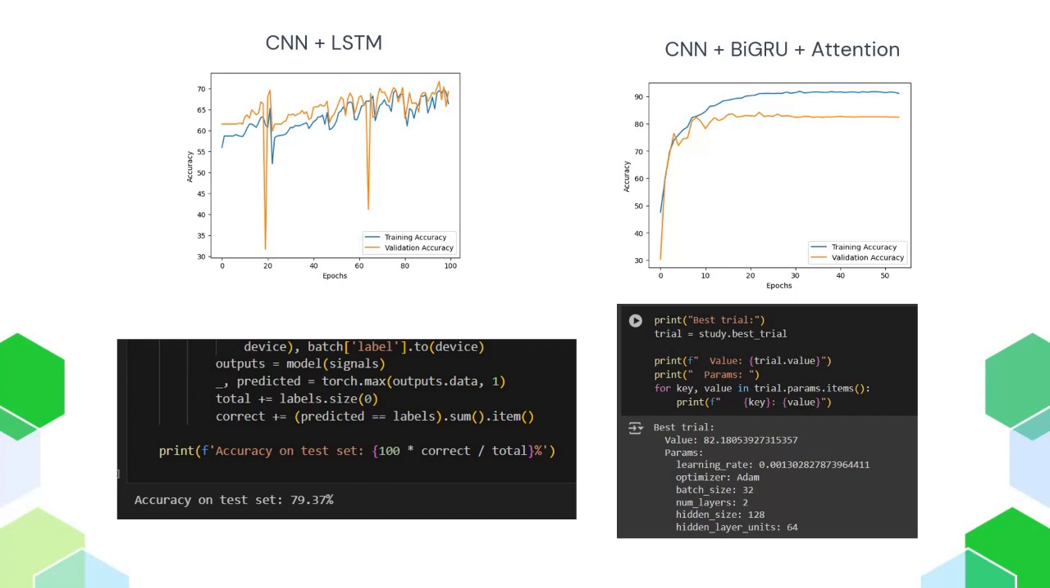Moreover, we can also see some screenshots of the results from the implementation. Here it is validated that with CNN plus LSTM, we achieved an accuracy of 79%, whereas for the CNN plus BiGRU with attention model, we got the best accuracy of 82.18% after hyperparameter tuning. So these were the results. This replication not only validated the findings of the original paper, but also highlighted potential areas for further improvement. By successfully replicating this study, we have taken a significant step towards making AI-driven healthcare solutions more reliable and accessible.